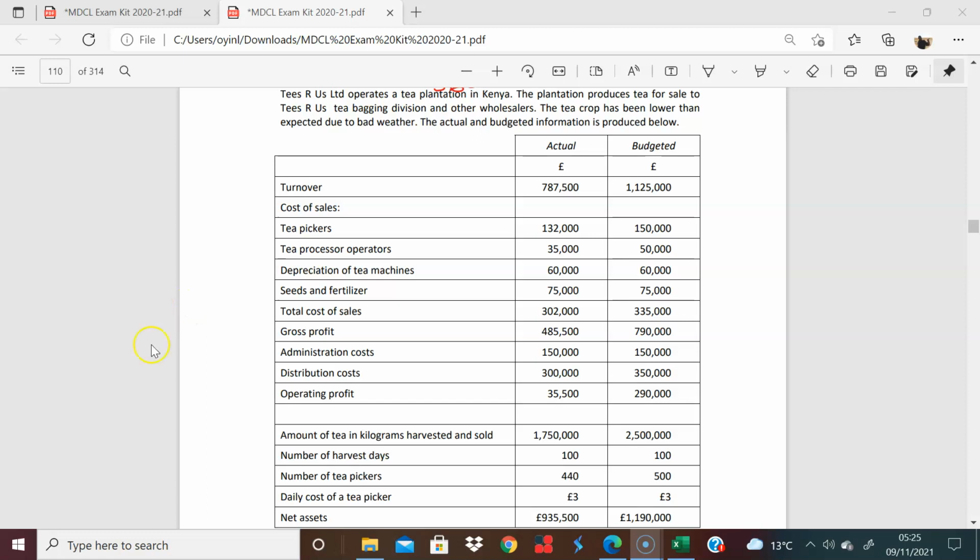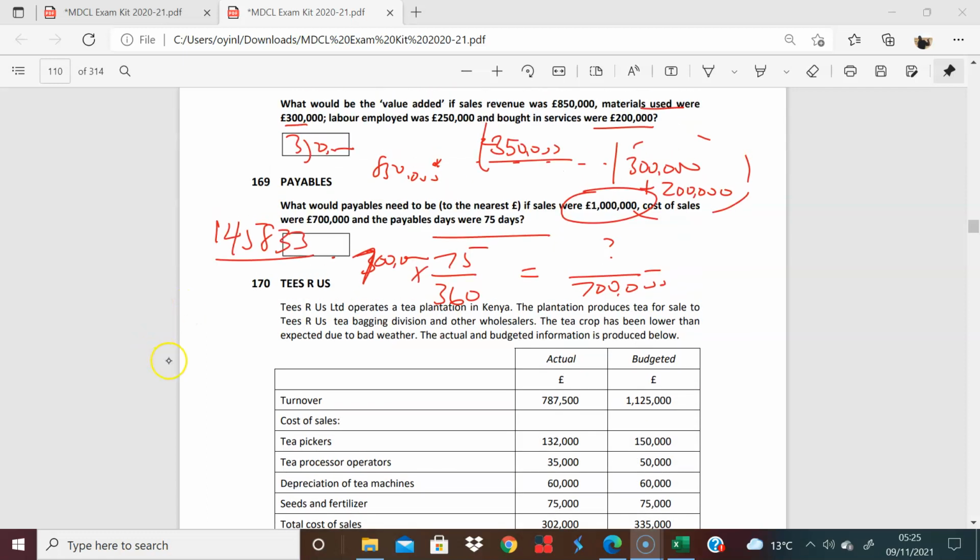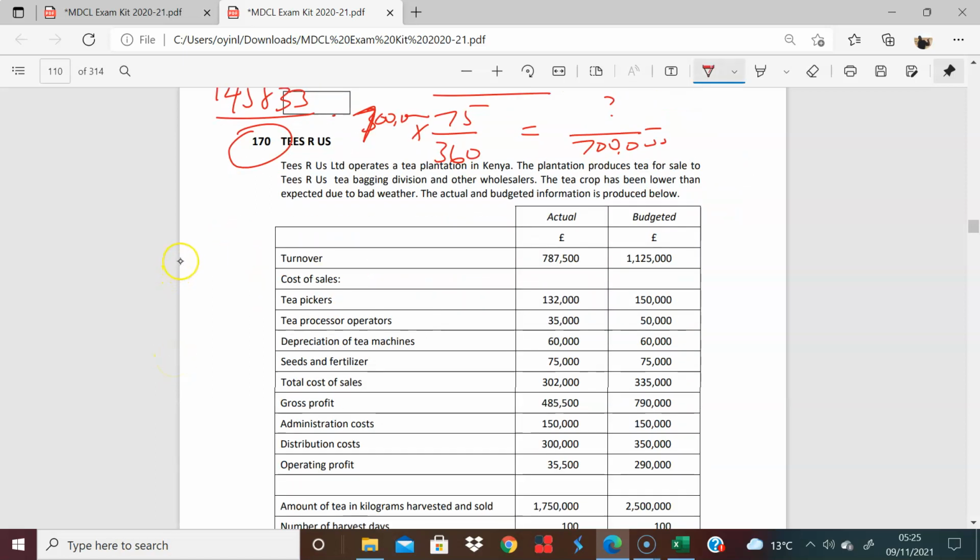Right. In this question, they just really want you to practice working on your ratios. I think that's really the thing. They give you turnover and they break down cost of sales for you into a number of things. So they basically add all these together and you get your total cost of sales. So you have your revenue, you have your cost of sales, you have your gross profit, and then you have your admin, your distribution, and your operating profit margin.